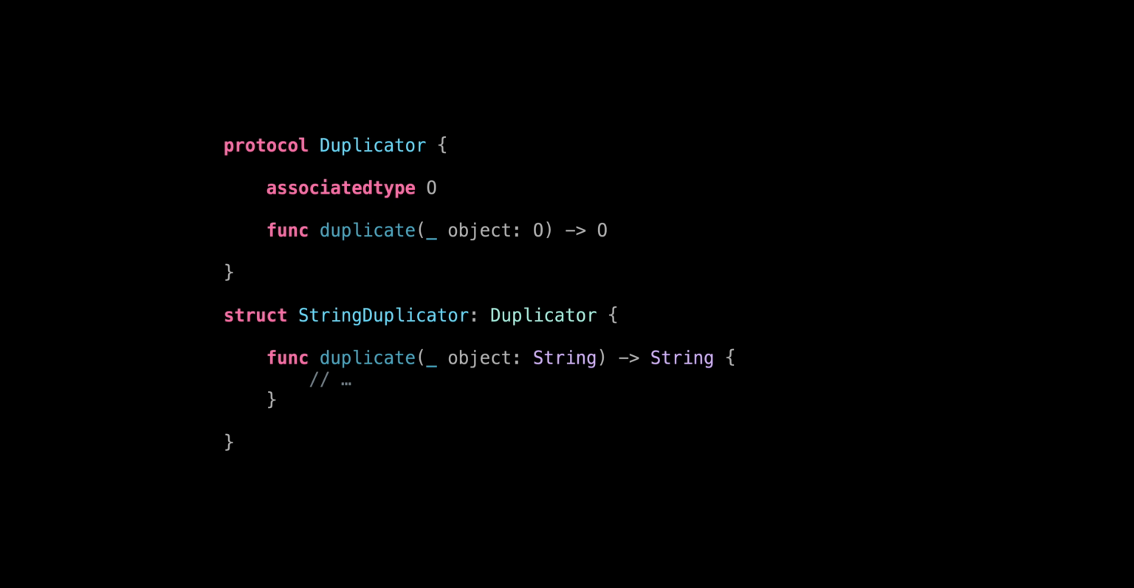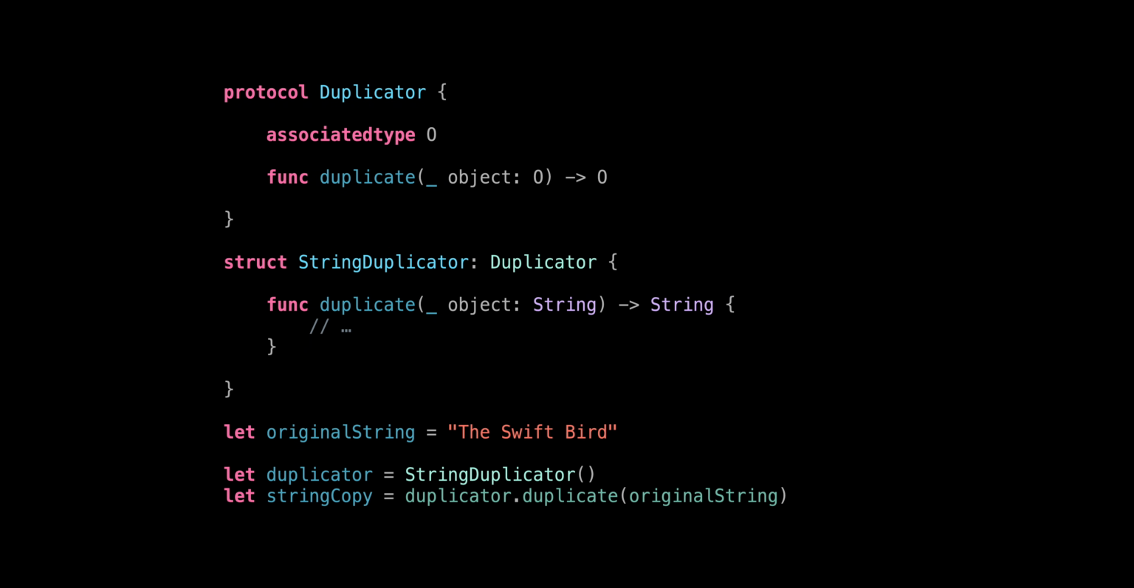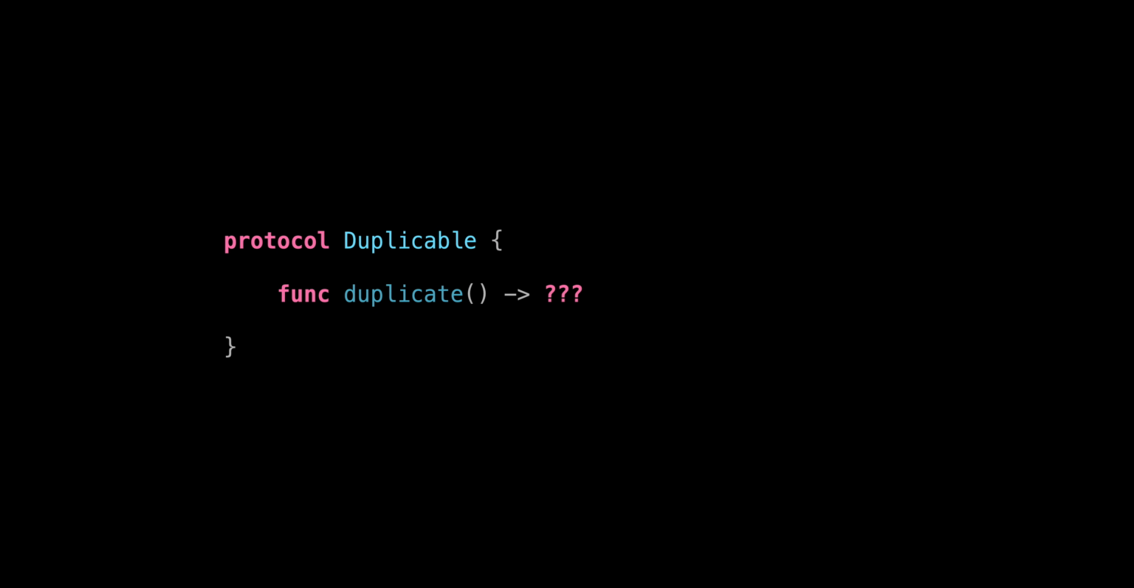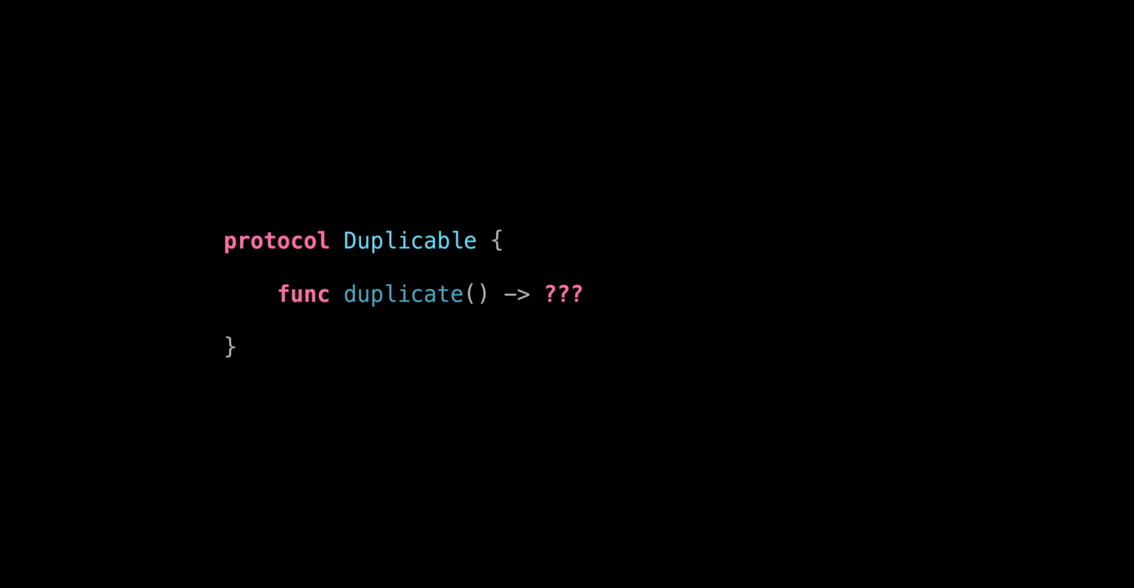But you probably see that this approach isn't very convenient. Whenever I want a copy of some object, I need to instantiate an entirely new component and pass the existing object to it. Ideally, each type should be able to produce a copy of itself. So, instead of using an external duplicator, I want the object itself to have a duplicate method. I want the object to conform to this new duplicable protocol. But how do I express the relationship between types now when I no longer have an associated type? This is where the Self requirement comes into play.